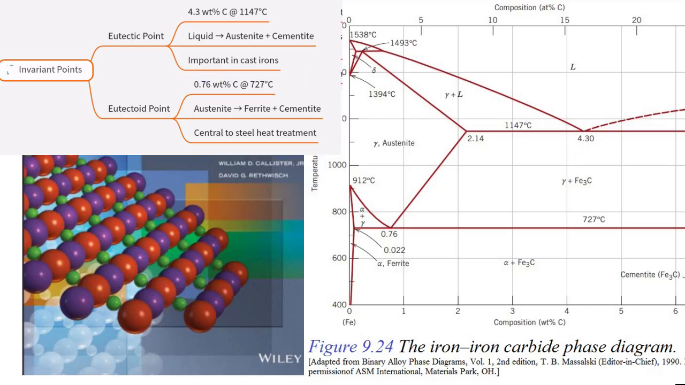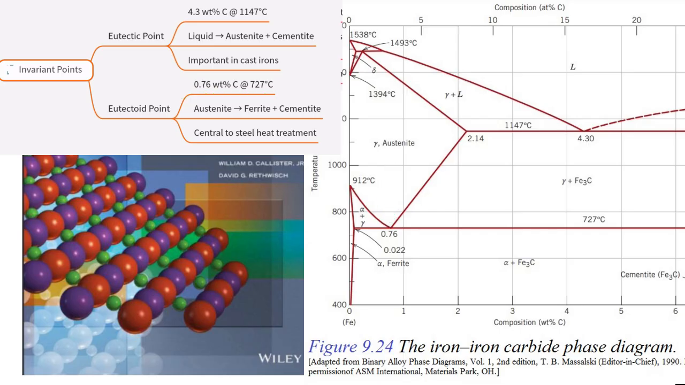Okay, cast irons. But what about steels? Well, for steels, here's where it gets really interesting. This is the eutectoid point. Eutectoid meaning eutectic-like, but occurring entirely in the solid state. Okay. It's located lower down. 0.76 weight percent carbon and a temperature of 727 degrees C or 1341 F. This is a crucial point.